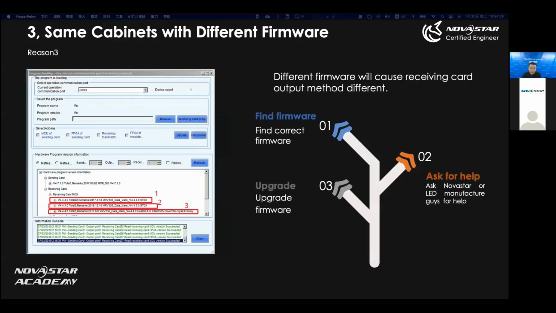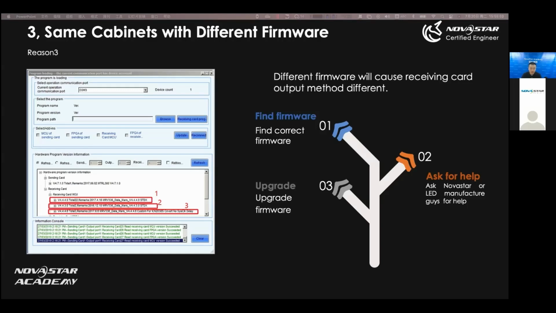And third is that some cabinets have different firmwares. The step is that we go into the firmware upgrade page and check the cabinet firmware. If they have different firmwares, we need to check with the manufacturer or NovaStar to find out which firmware is correct for this kind of cabinet. And if you find the correct firmware, then use the LCD software to upgrade them to the same program.